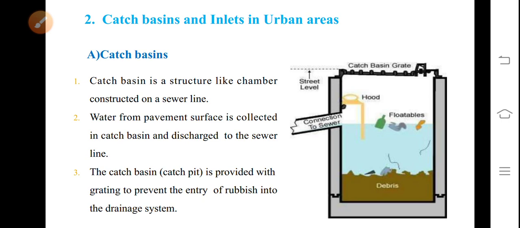Even at our homes, in bathroom, kitchen, wherever the water is given access to go into the drainage, we are providing mesh type small. We do not call it as grating there. Here it is called as grating to prevent the entry of rubbish into the drainage system.